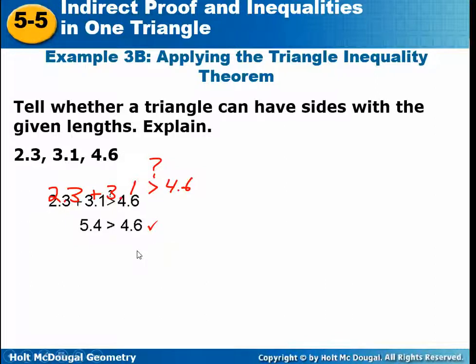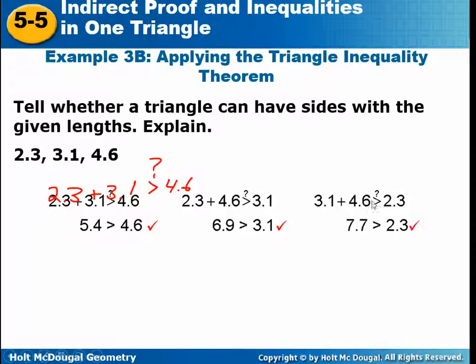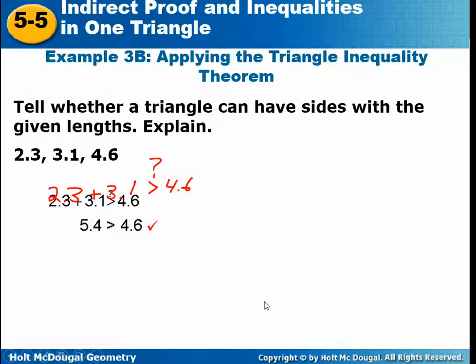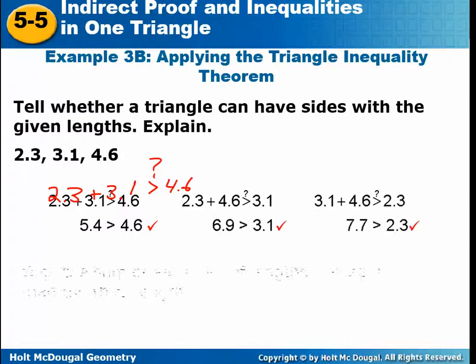That one's good. Now let's check the next combination. 2.3 plus 4.6 is greater than 3.1. Yep. Okay, and we have one more to check. 3.1 plus 4.6 is greater than 2.3. That one checks. So that means that this is a triangle. It could form a triangle. So you'd say, yes, it meets the triangle, what was this called? Triangle inequality theorem. Sorry, it's right at the top of the paper there.